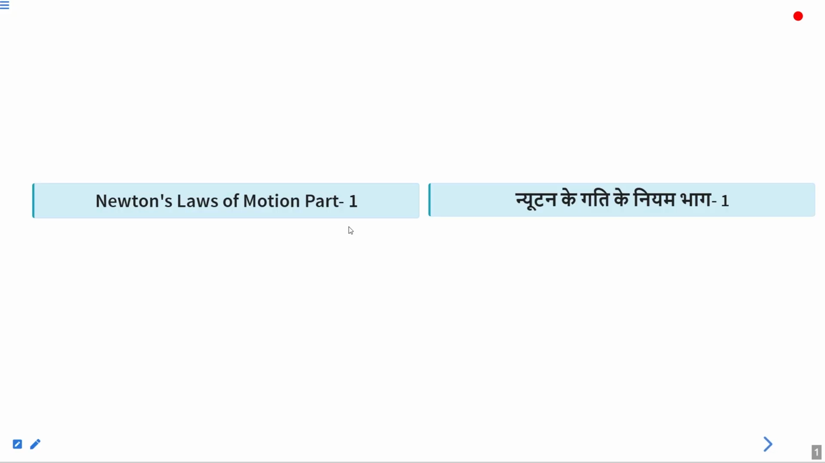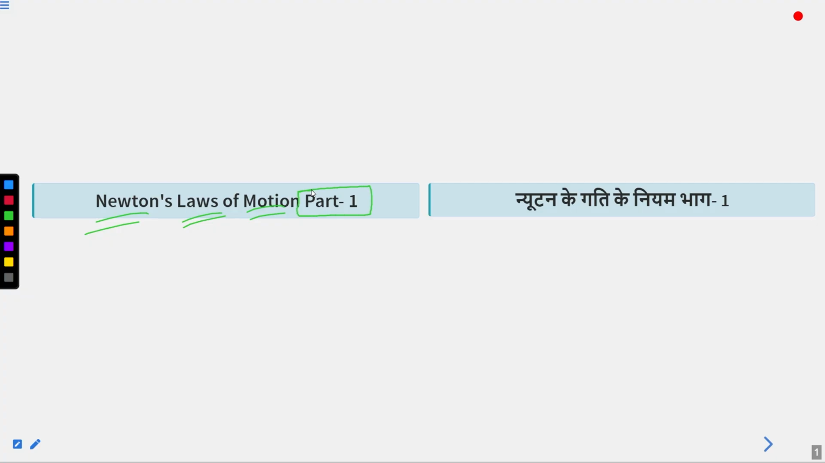So students, as you can see, in this lecture we are going to start our discussion over Newton's laws of motion. And that is going to be our part 1. Previously we have done with the motions. Now we are going to talk about the laws of motion, and here we will also talk about Newton's laws of motion.